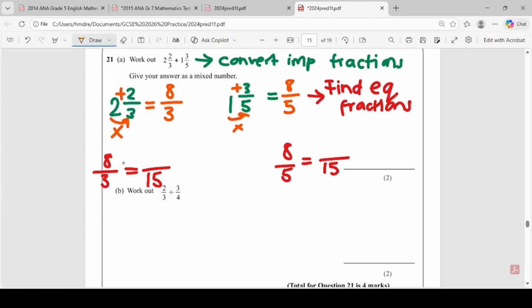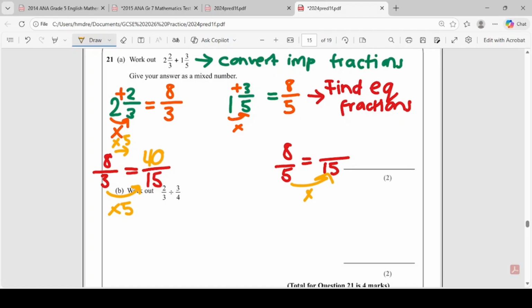In this first one, 3 times 5 gives me 15, so we do the same to the top. 8 times 5 is 40 over 15. This one, 5 times 3 gives us 15, so at the top we go 8 times 3. 8 times 3 is 24.